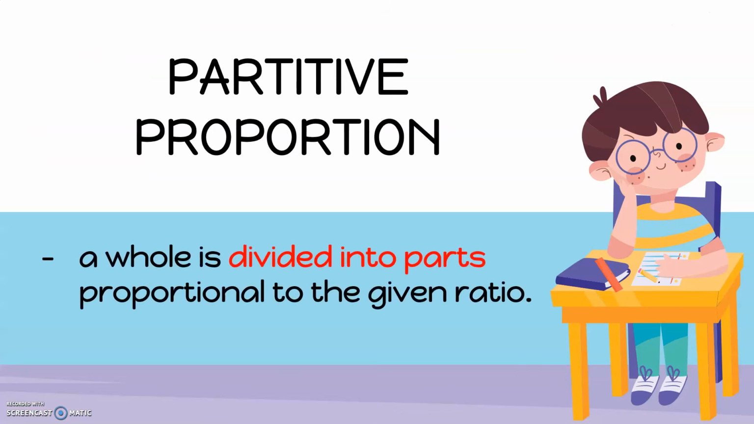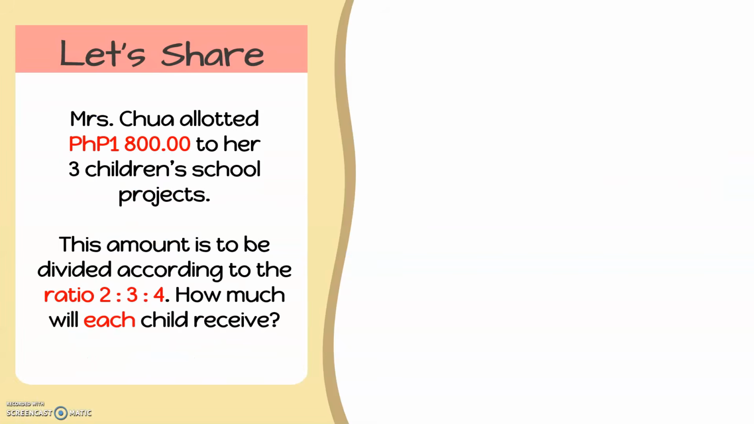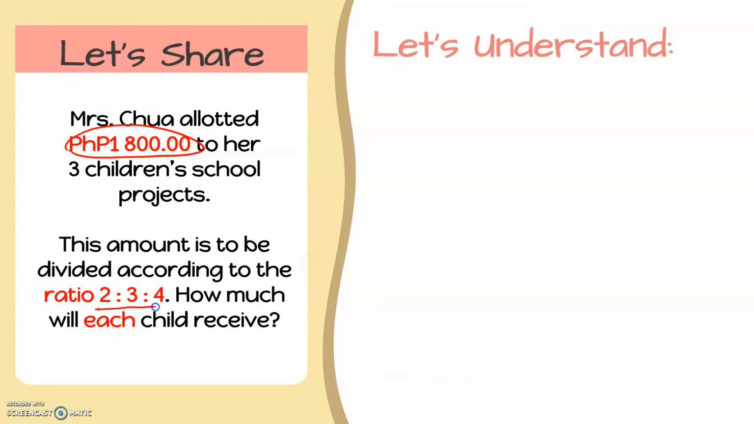Partitive proportion is when a whole is divided into parts proportional to the given ratio. For us to understand this better, let's go back to our story problem. In this problem, we are asked to find how much each of the 3 children of Mrs. Chua will get if her budget of 1,800 pesos will be divided in the ratio 2:3:4.